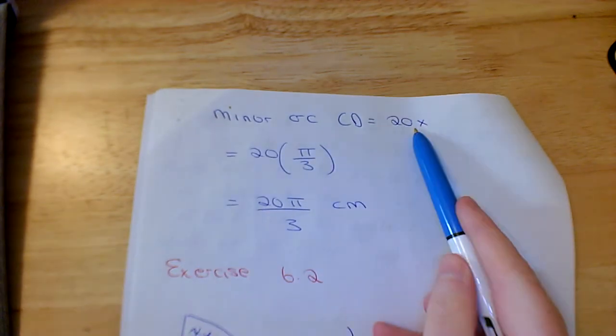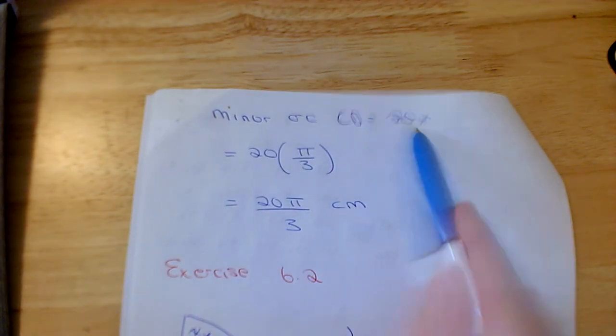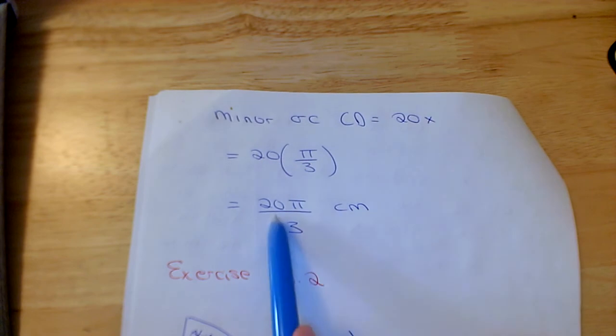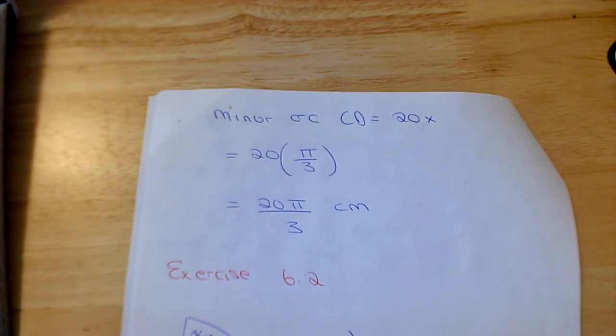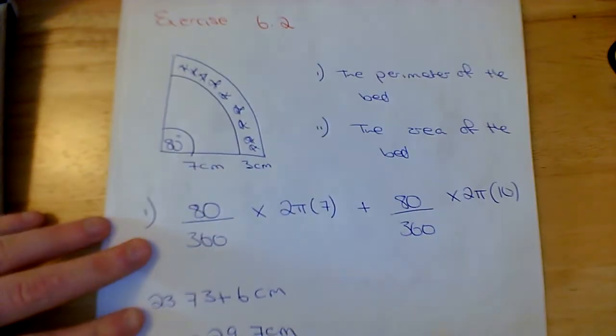So my minor arc CD is equal to 20x. We just figured out that x is pi over 3. So 20 times pi over 3 gives me 20 pi over 3 centimeters. So that's the second example done. Now I have more questions here.